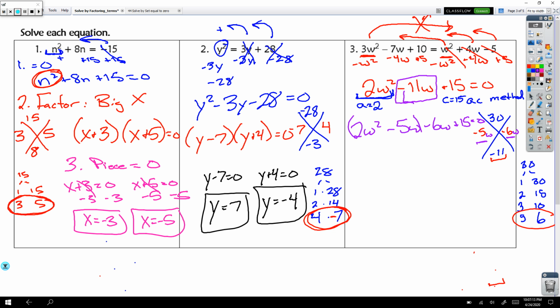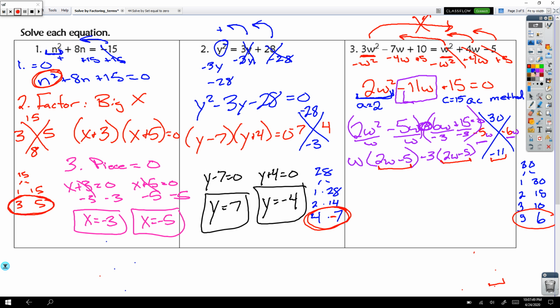Do your grouping. The only factor of the first two terms would be w. Divide a w out, we would have 2w minus 5. Looking at the second two terms, I could take a 3 out, but because this guy is negative, I'm going to take out a negative 3. And that would leave us with 2w minus 5 on the inside. Remember, with factor by grouping, we always want the insides to be the exact same. If they're not, that means you made a mistake.